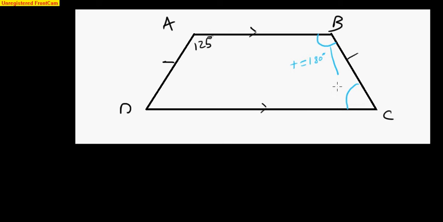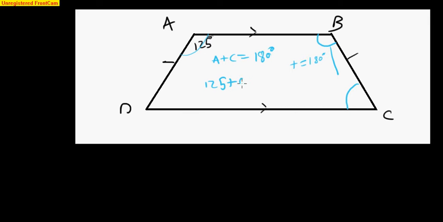In addition, we know that corresponding base angles are congruent. So we have 125, so A is congruent to B. Now because A is the same as B, and B is supplementary to C, A is supplementary to C. So A plus C is equal to 180 degrees.